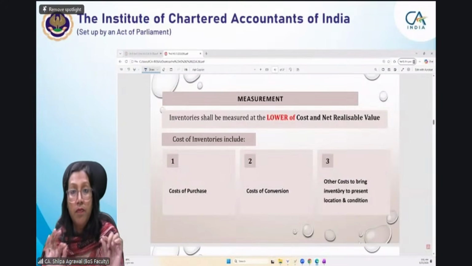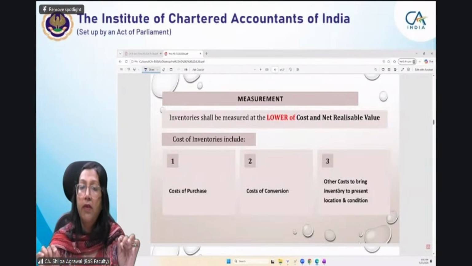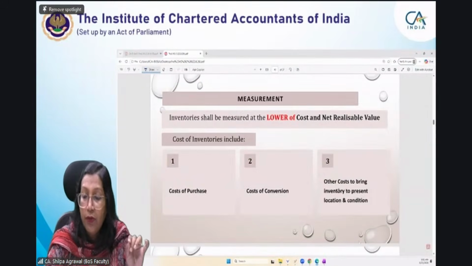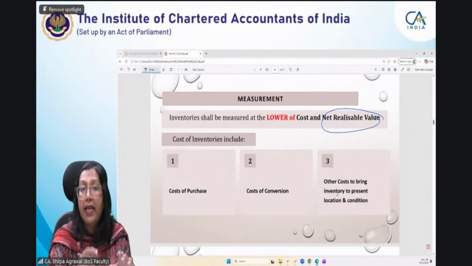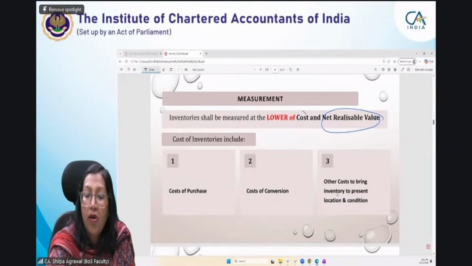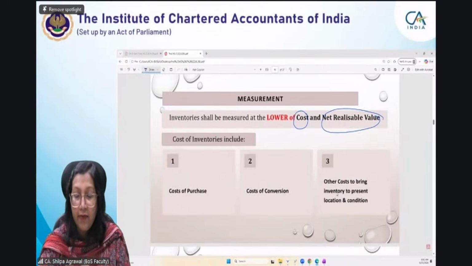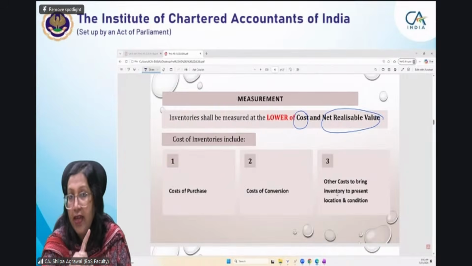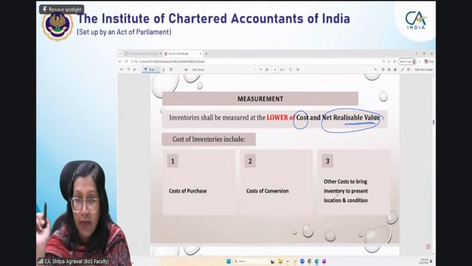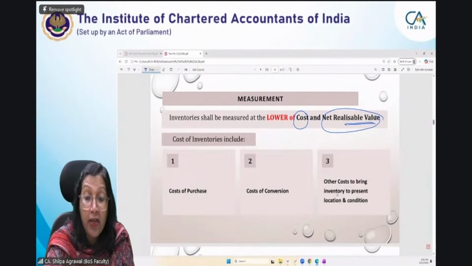The first basic concept is that all inventories are measured at the lower of cost and net realizable value. As I discussed earlier, this is the important term which we studied in the previous slide, and this is going to be used in future also, not the fair value. We have already seen how to determine net realizable value, so we will not talk about how to compute NRV now. We are talking about measurement.